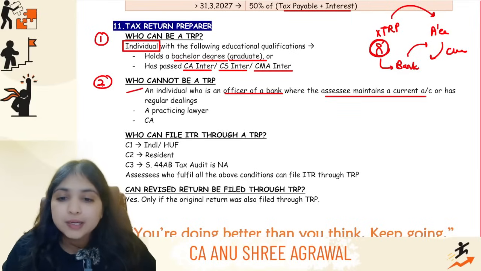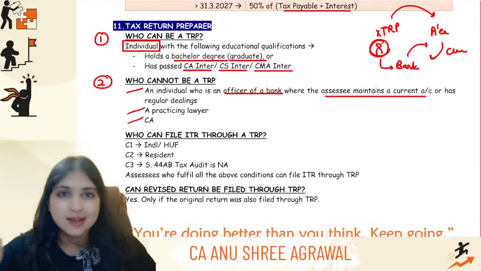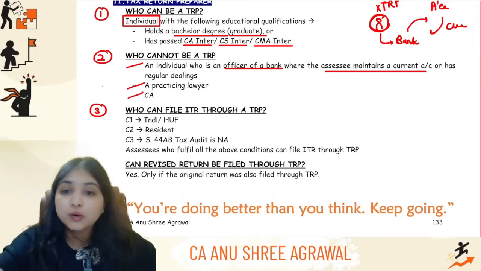Also, a practicing lawyer and a chartered accountant cannot be tax return preparers. Point number 3, who can file the return through a TRP?